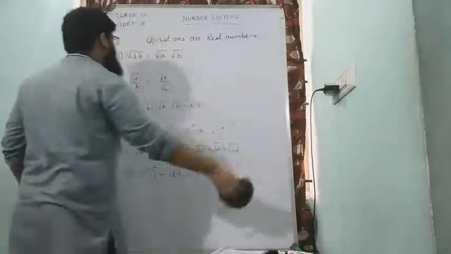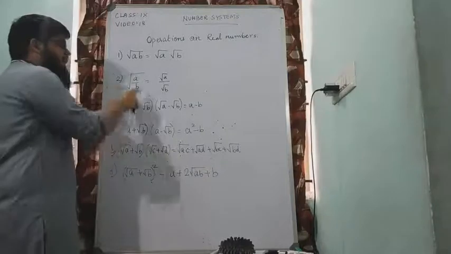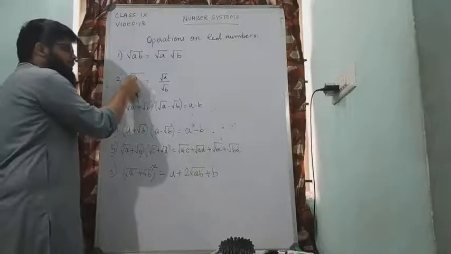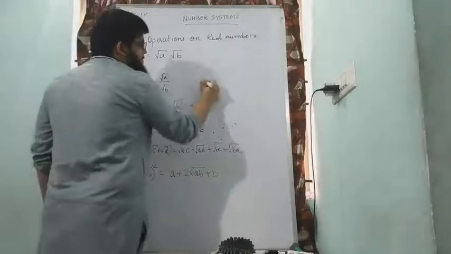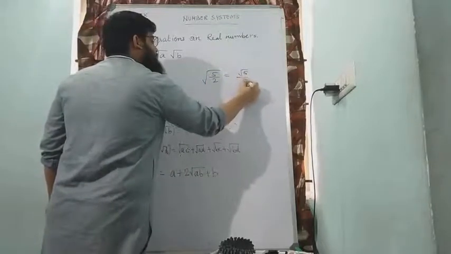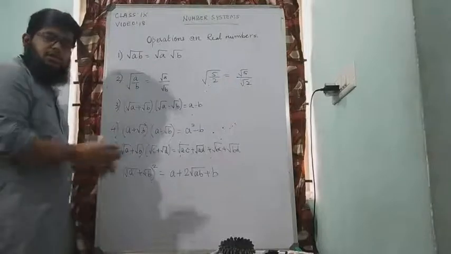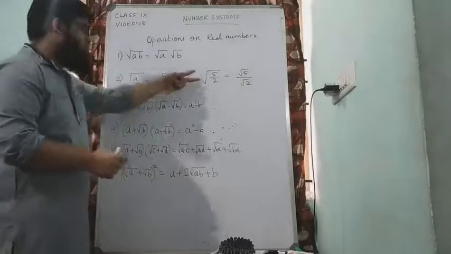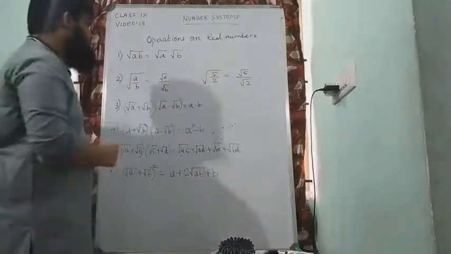Then the second identity is root of a by b. Again, the root can be separated, first for a, then root can be taken for b. Example, if I have root of 5 by 2, I can take it as root 5 divided by root 2 separately. So the root can be taken twice, both for the numerator and for the denominator, just like how we took here.